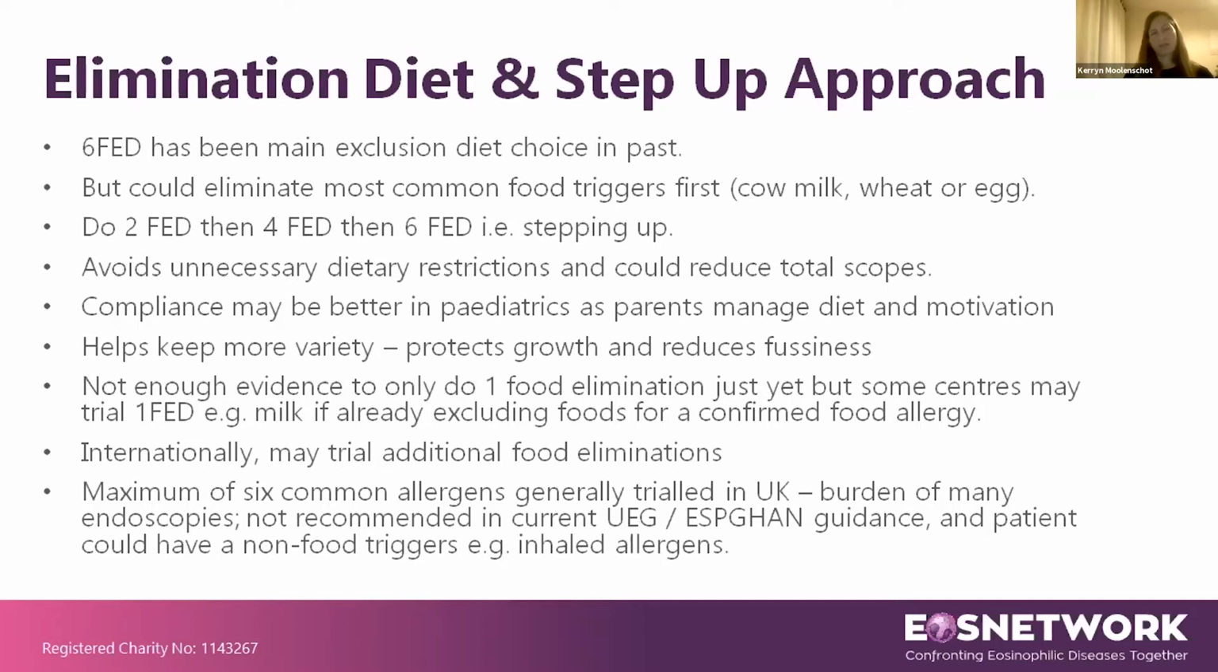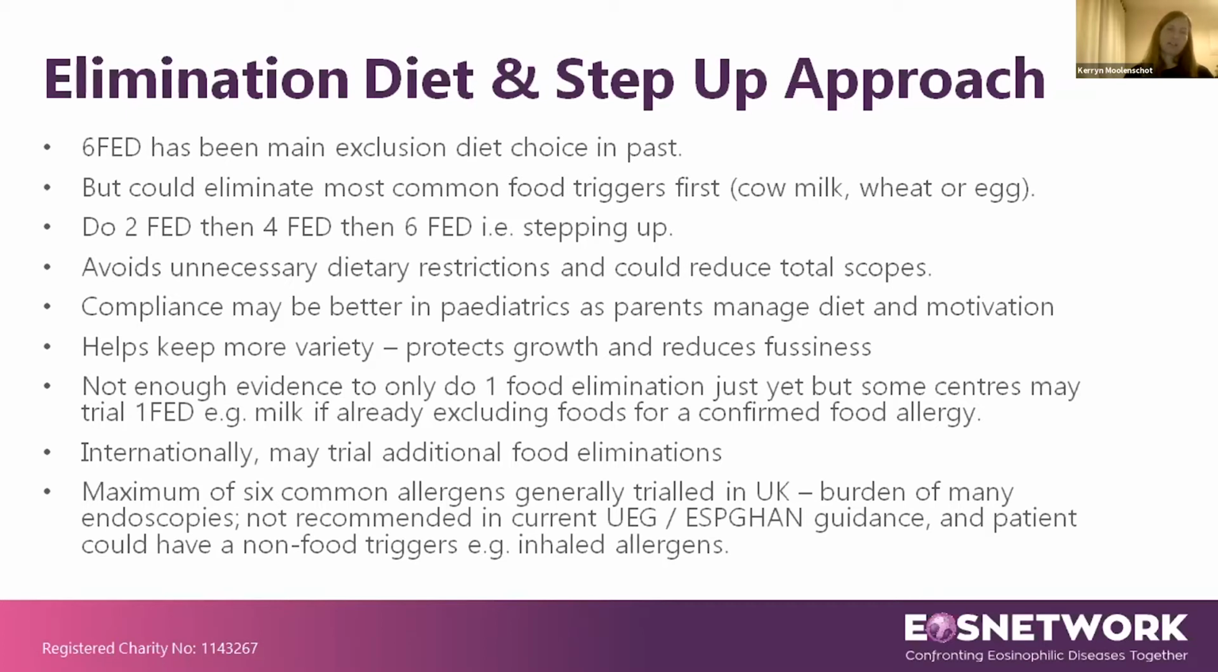So for example, if you did a 2-food elimination diet, you did a scope after each food was reintroduced, you'd be looking at about 3 scopes, as opposed to starting with a 6-food elimination diet, where you're looking at least 6 scopes from the get-go.